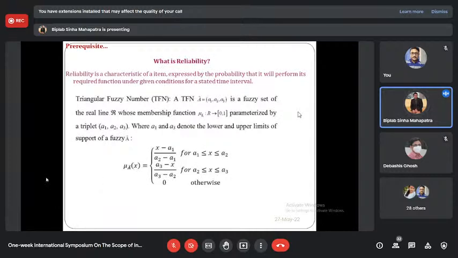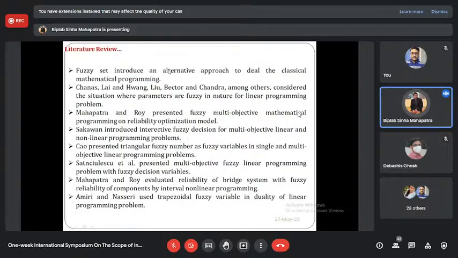So to discuss this article, first of all, you need to know reliability. Reliability is nothing but a characteristic of an item expressed by the probability that it will perform its required function under given conditions for a stated time interval. So this is the primary mathematics we are using here, and this is the literature review.